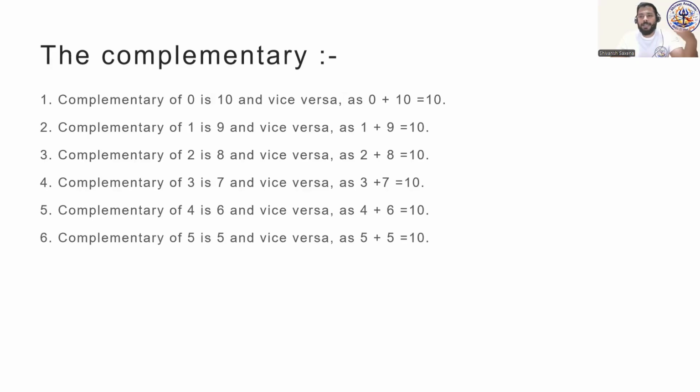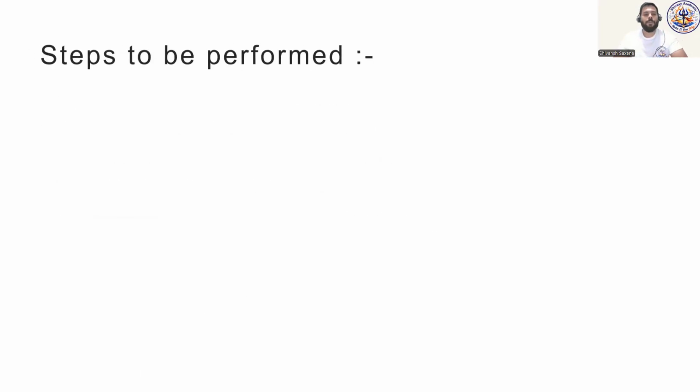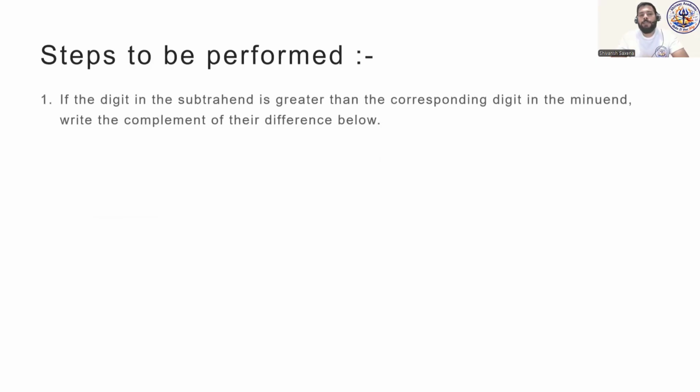So now let's see the steps required in this method, that is Ekanyunena Purvena and Parama Mitra, and how it helps in the faster subtraction procedure. We are going to learn through examples. Step 1. If the digit in the subtrahend, the number that we are subtracting, is greater than the corresponding digit in the minuend, the number from which the number is getting subtracted, write the complementary of their difference below the same column.